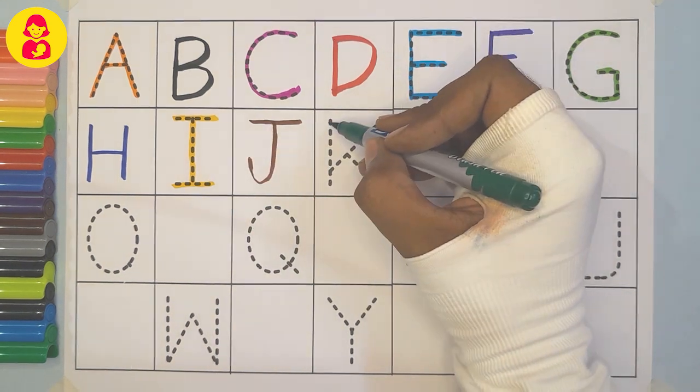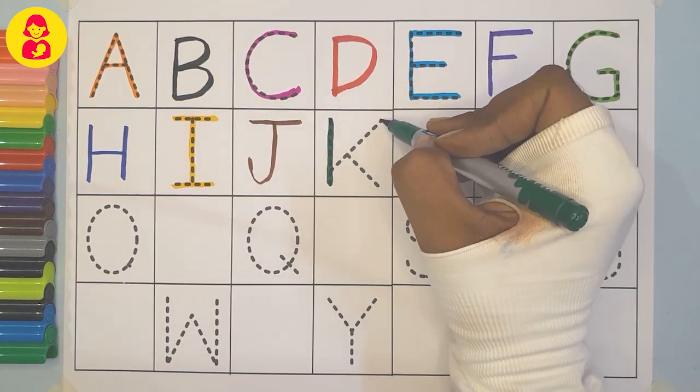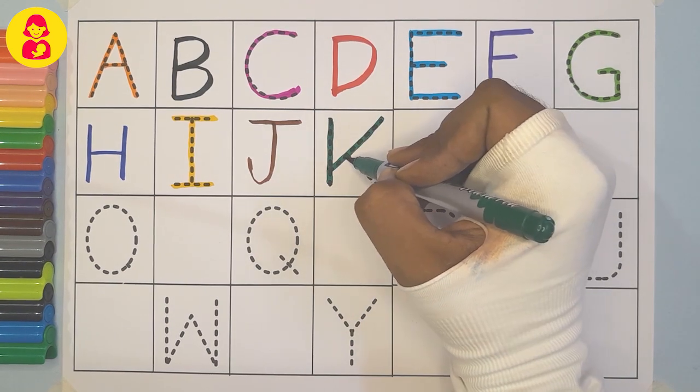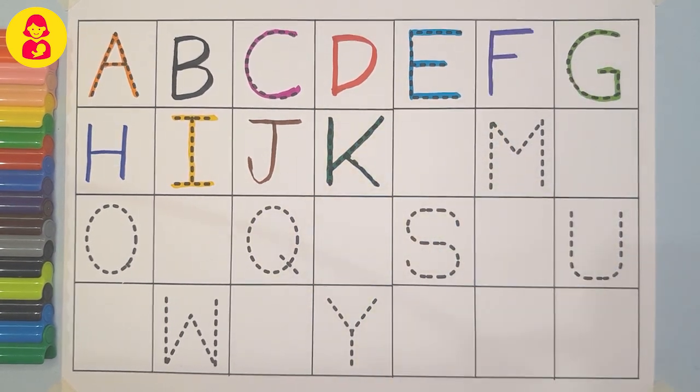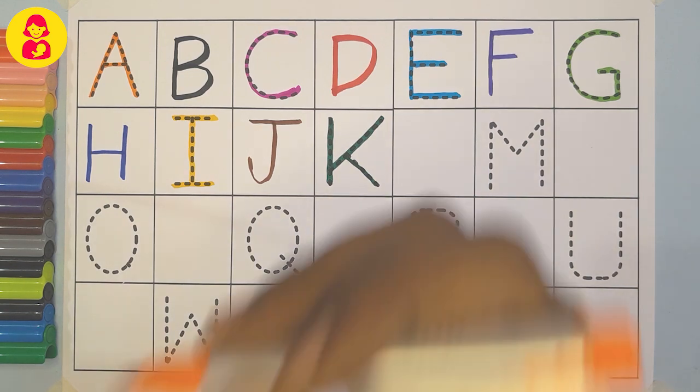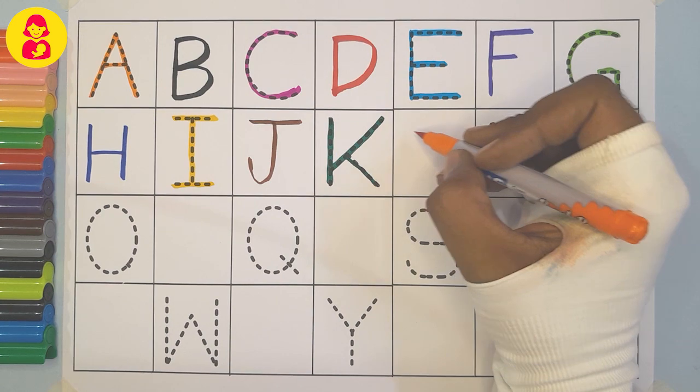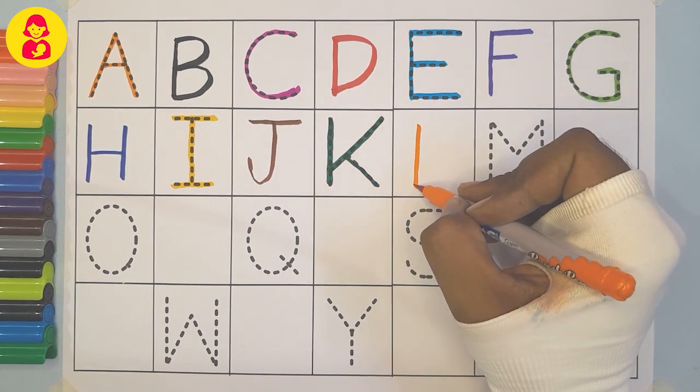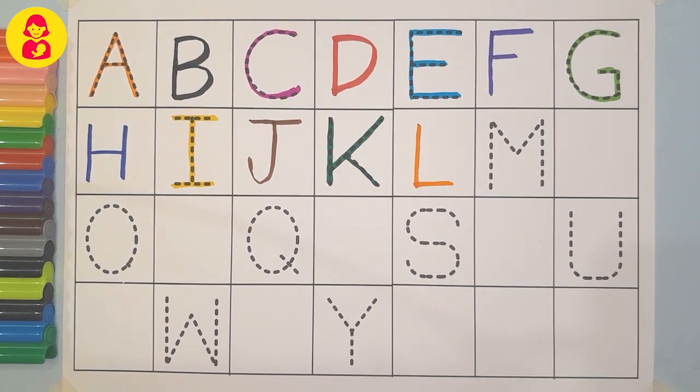Dark green color. K. K for kite. K for kite. Orange color. L. L for lion. L for lion.